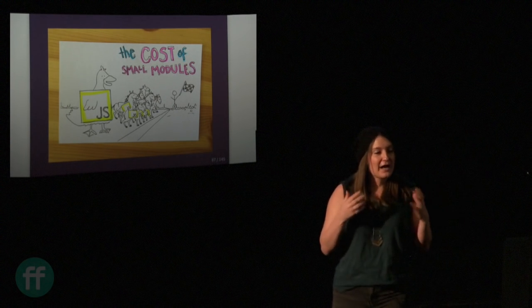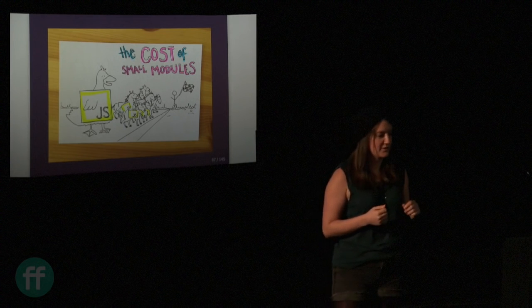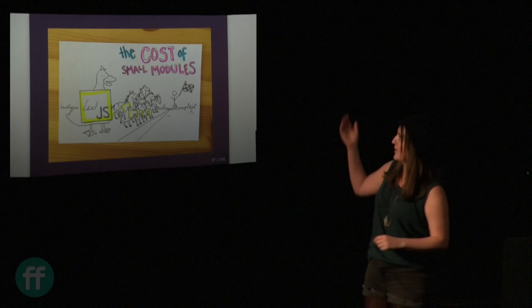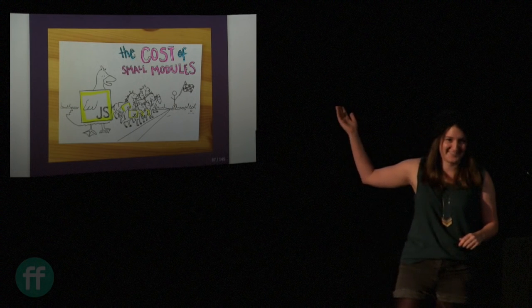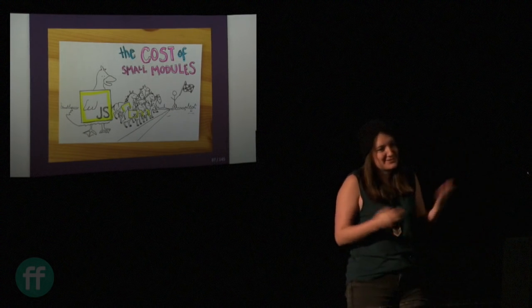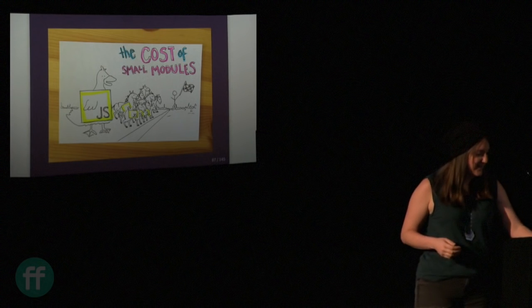But how many people here have horse-sized JavaScript ducks? How many people have a lot of duck-sized JavaScript horses? All right, a lot of people didn't vote. That's fine. But generally, maybe they're not animal people, I guess.